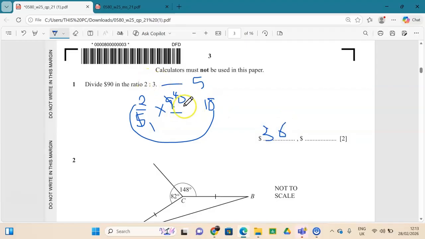So I don't need to use the same formula to get the other share. Since I already know that this is 36, if this person is getting $36, then the other person will get the difference between 90 and 36. So I'm just going to say 90 minus 36 to get the other person's share. And we are left with 54. Easy peasy. That is just it.